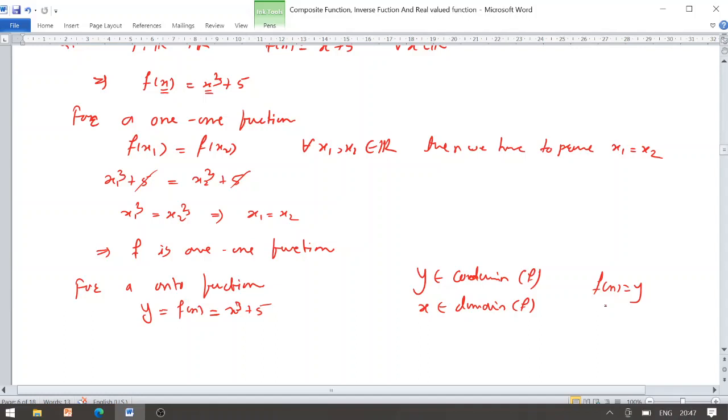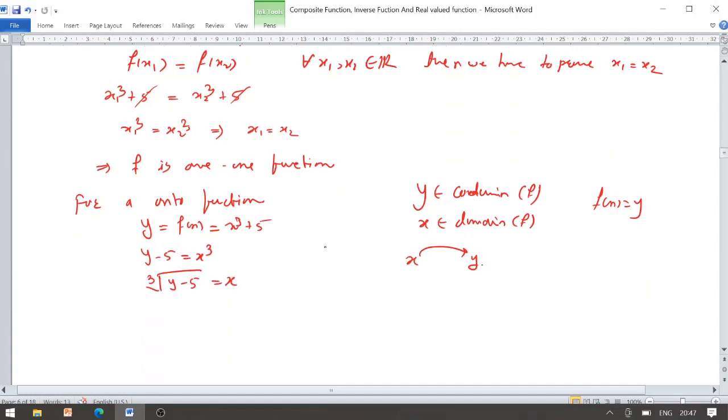So for that, let us express x in terms of y ultimately. So we have, after shifting the 5, y minus 5 equals x cube. So after taking the cube root on both sides, we get cube root of y minus 5 equals x. So for the set of all real numbers y, the value of y should exist and the respective value of x should exist.